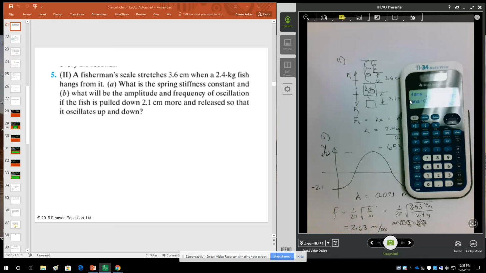But I was really concerned about a fish oscillating on a spring 100 times a second. I'm accepting a value of about 3 oscillations per second. That seems more reasonable for a fish. Still, I'm wondering why you're trying to oscillate a fish on a spring, but that's just me wondering why. All right, so let's try that additional problem.